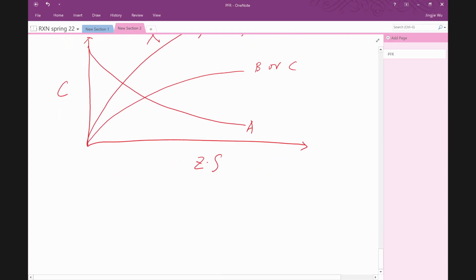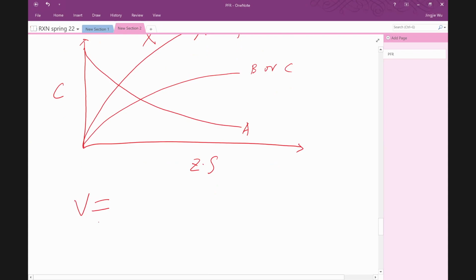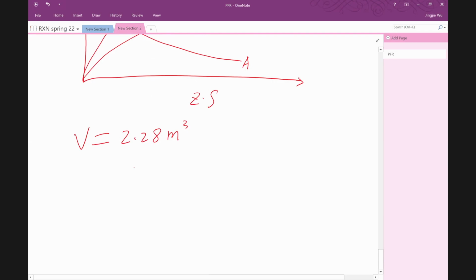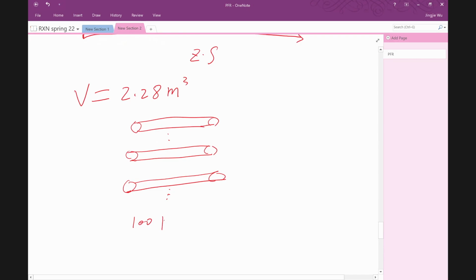In practice, for example, this volume is actually 2.28 cubic meters. It's very large. So in practice, they will have several PFRs in parallel, for example 100 PFRs, not in series, in parallel.